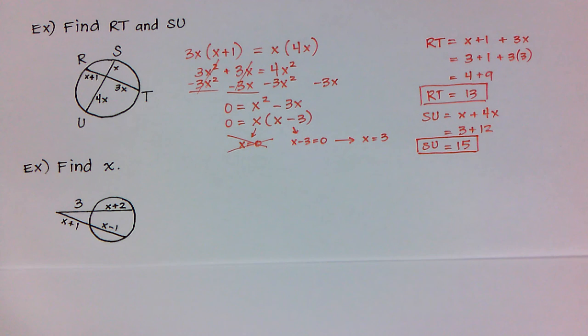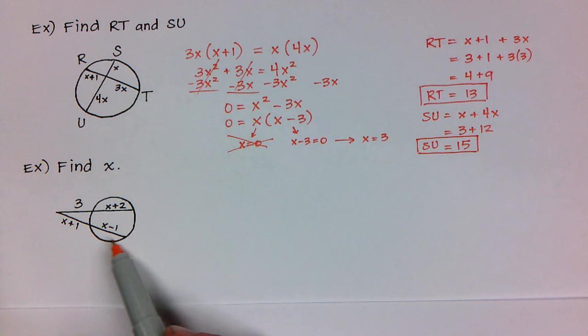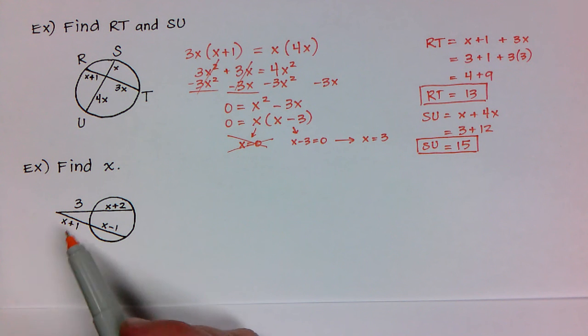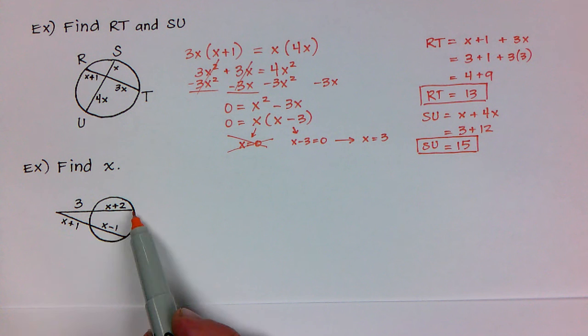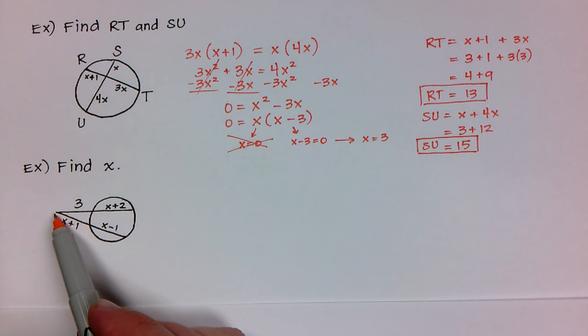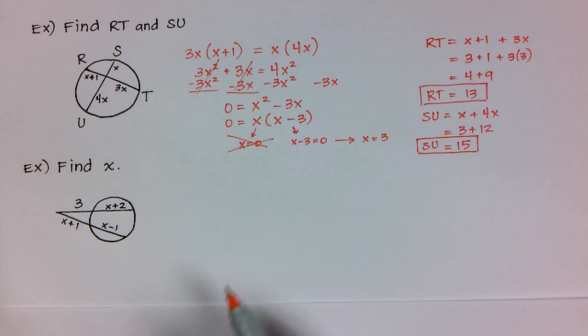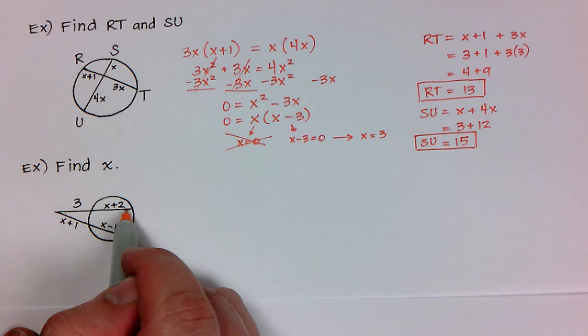Okay, here's our next example. As you can see, these are two secants, and they are meeting outside of the circle. So what we learned was the product of the entire secant times just the external part should be equal to the product of the entire secant times just the external part. So what would the entire length be here?